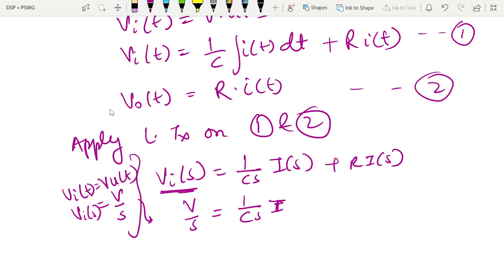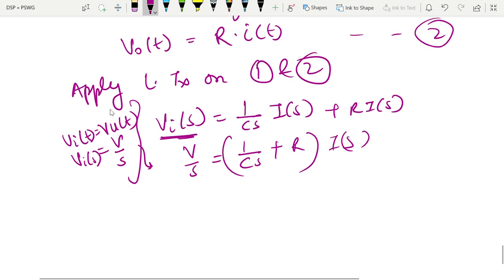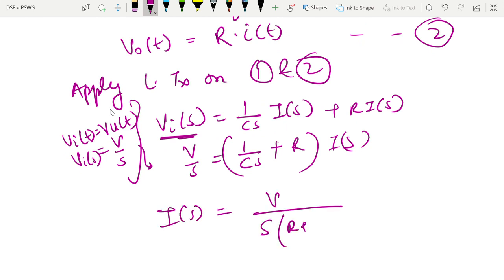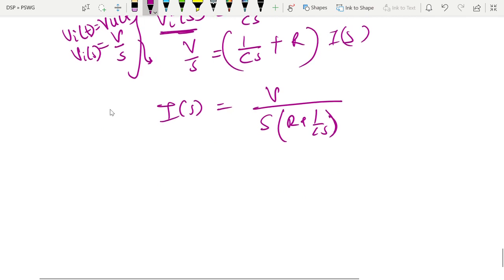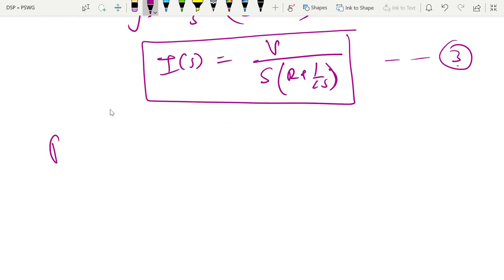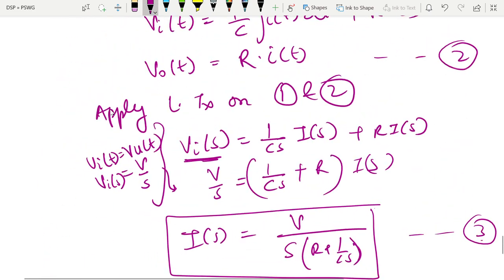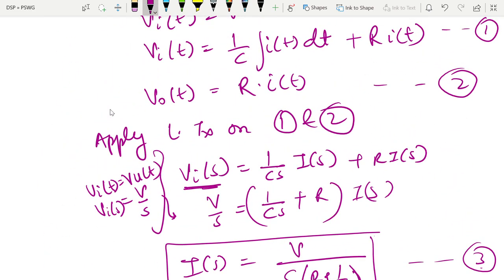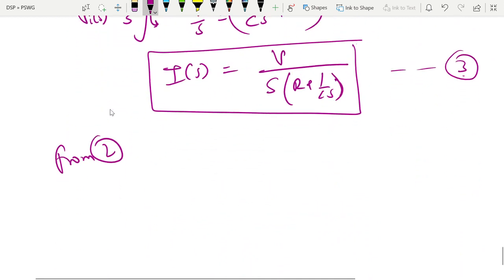If we take I(s) common, then we have I(s) equals V by s into R plus 1 by Cs. This is the current flowing through the high pass RC circuit. Let us take this as equation number 3. From the second equation, Vo(t) equals R i(t). After applying the Laplace transform, we get Vo(s) equals R into I(s).